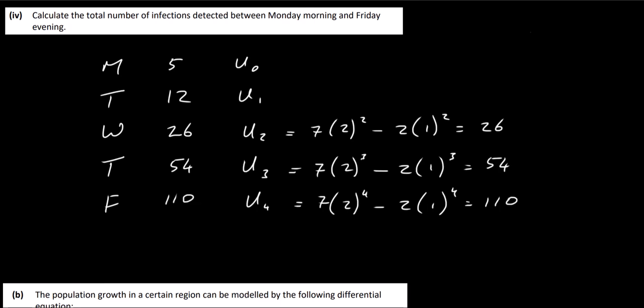The question is calculate the total number of infections. So we just have to add these up. So the total is just 207. That's the total number of infections detected between Monday morning and Friday evening.